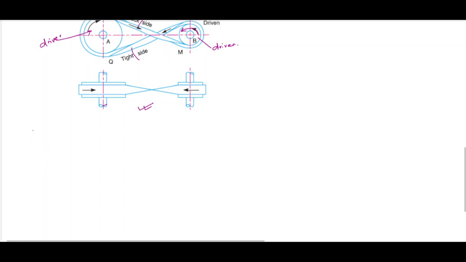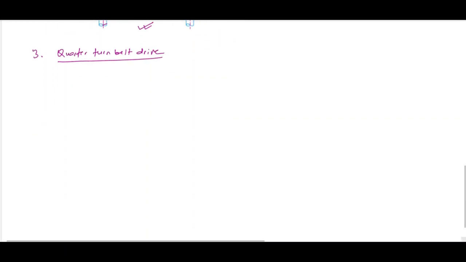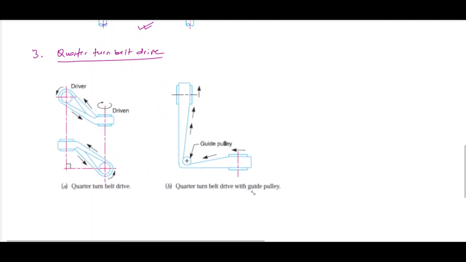Third category is your quarter turn belt drive. So the schematic of quarter turn belt drive is, here you can see we have two situations, without and with guide pulley. So this is basically a quarter turn belt drive. This is called quarter turn belt drive.